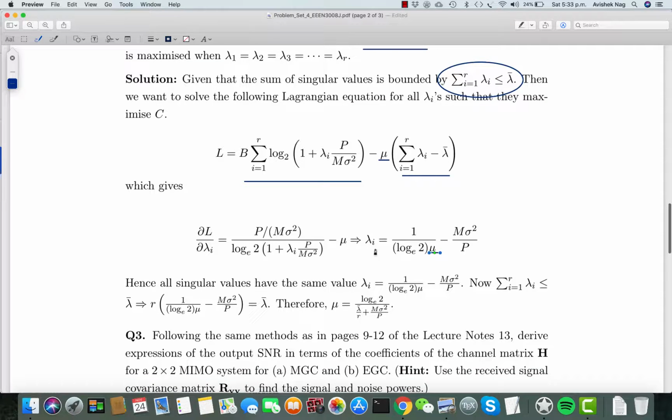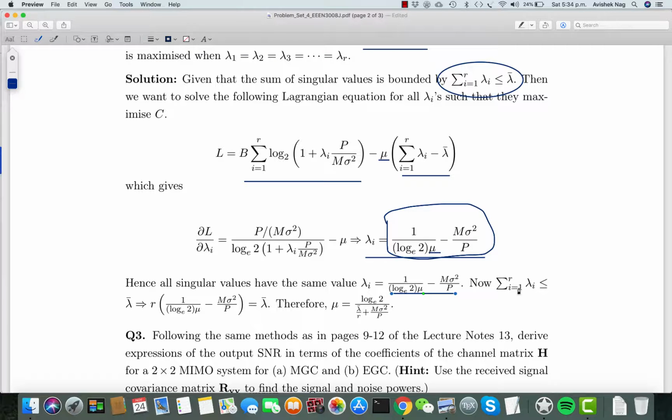So this value of lambda i, you can see that it doesn't depend on i. So this is the same value. This value is a constant because it doesn't depend on i. This is based on all the parameters of the original function, and these are all constants. M, sigma square, p, mu, all are constants. So therefore all singular values have the same value lambda i given by this value.